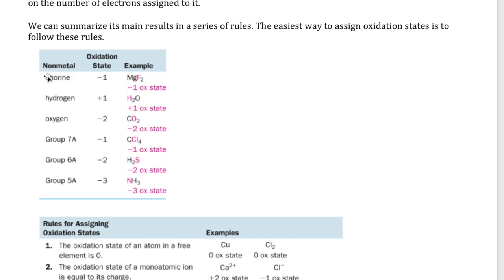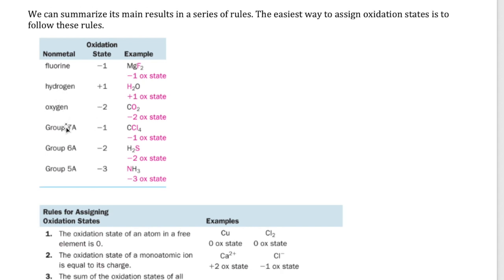So you have fluorine, whose oxidation number is always going to be -1. Hydrogen could actually be +1 or -1. It's generally +1 if it's combined with another nonmetal, but when hydrogen is combined with a metal, it has an oxidation state of -1. Oxygen is typically -2. Sometimes it could be -1 if it's a peroxide. And then after that, group 7A is going to be -1, group 6A -2, and group 5A -3.